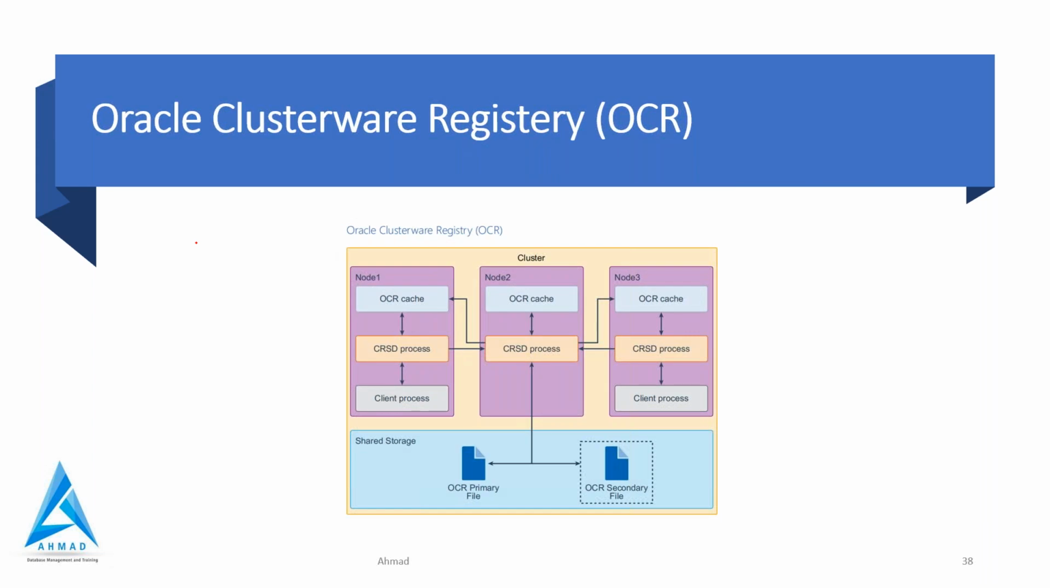Now OCR, that is very important. Oracle Cluster Registry. Basically, every node has an OCR cache, and every node has a CRSD process, and every node has a client process, and we have a primary file and a secondary file in that. So basically, cluster configuration information is maintained in the OCR. You can have up to how many OCRs in RAC? No idea?